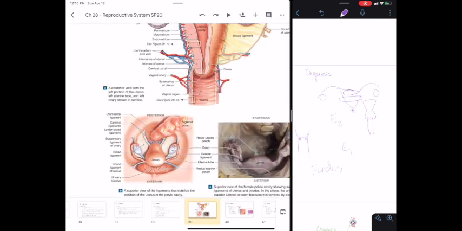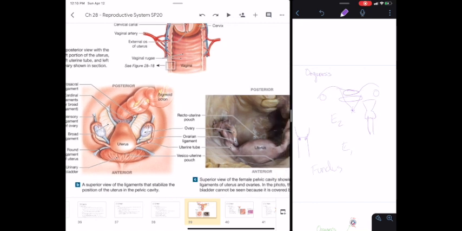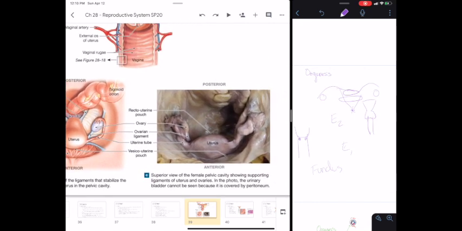In the inferior picture, you can see anterior is bottom, posterior is top of the picture, and you can see the urinary bladder for reference. And then you can see all of the supporting ligaments in a cartoonistic depiction. And then on the right-hand side, they're trying to show you what it looks like in the cadaver. The ovaries are actually really, really small in the cadaver.